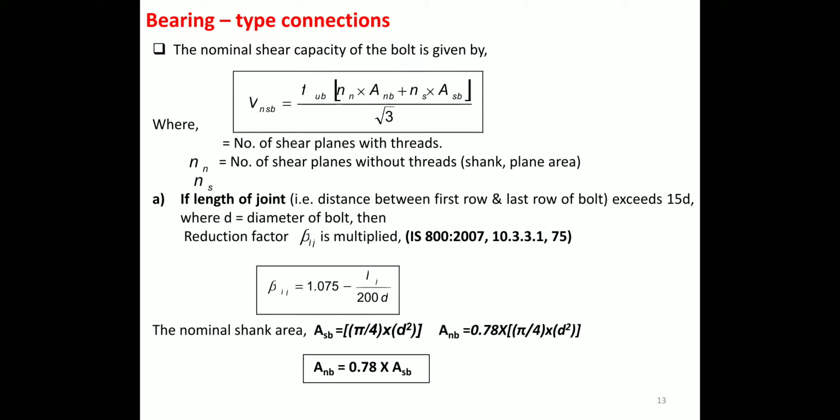So beta LJ is equal to 1.075 minus L suffix J divided by 200 times the diameter of bolt, that is D. Then the nominal shank area, denoted by A suffix SB, is calculated using pi by 4 D square. And how to calculate ANB? ANB is equal to 0.78 times ASB, where ASB is pi by 4 D square.